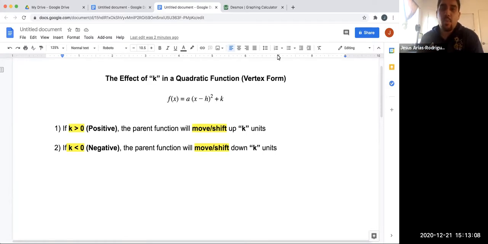Technically speaking, case one is when k is bigger than 0, which means it's positive. If that happens, the parent function, which we defined last time in the previous video as f of x is equal to x to the power of 2, will experience a shift of k units going up along the y-axis. And for the second case, if the value of k is less than 0, which means it's negative, then the parent function will be shifted down k units along the y-axis as well. Now, let's do a quick demonstration and then an example.